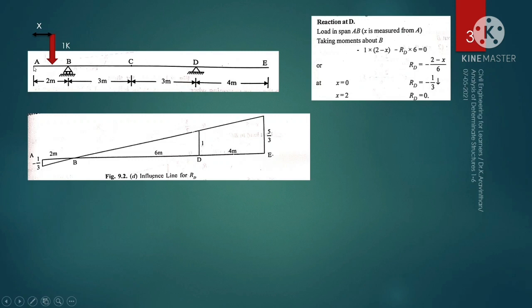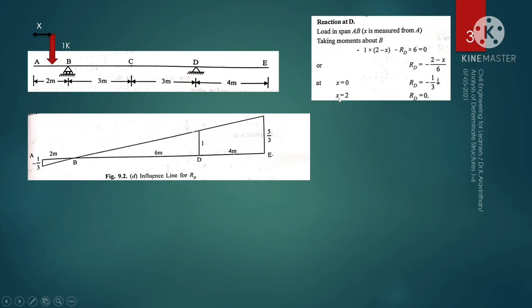The member A is at x equal to 0 and member B is at x equal to 2. So substitute x equal to 0 and 2, and you will get RD. If you substitute 0 here, 2 minus 0 will be 2 divided by 6. So that is 1 by 3, which is negative.